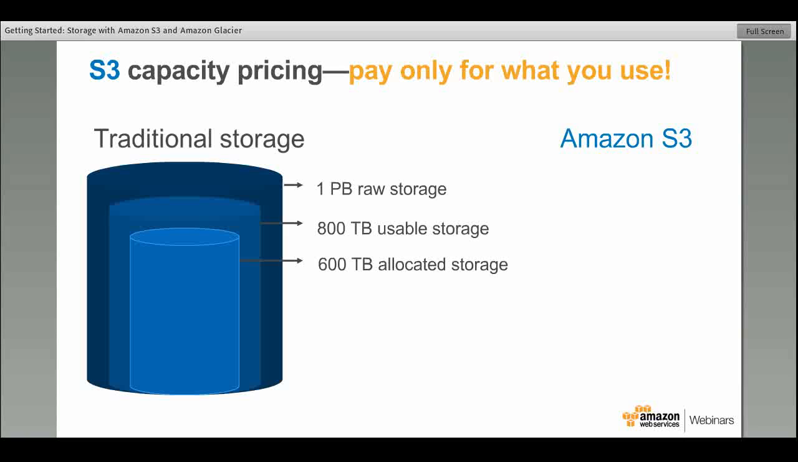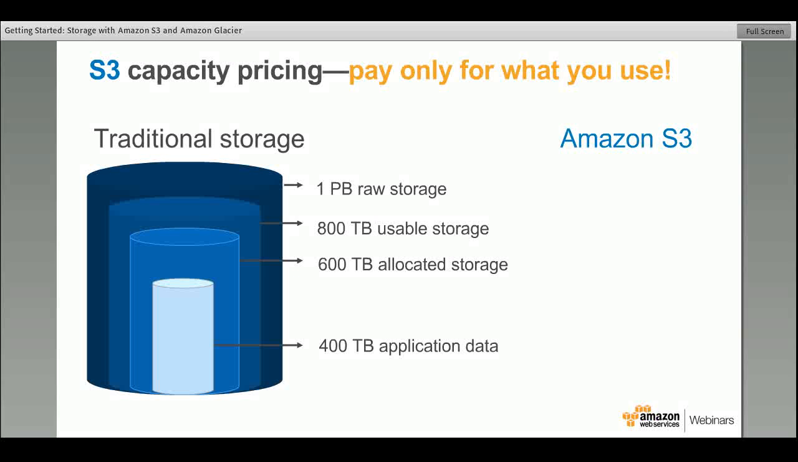Then you need to account for file system and feature overhead, which normally gets you down to around 600 terabytes in my example. But even that 600 terabytes is not something that you can use, because if you've managed storage at scale, you know that you have to leave a buffer for operational reserve and some free space, whether it's for performance or free capacity purposes. So in my example, we're left with 400 terabytes that you can actually use to store your application data. And that's even before taking into account the need to do disaster recovery and create additional replicas for business continuity.